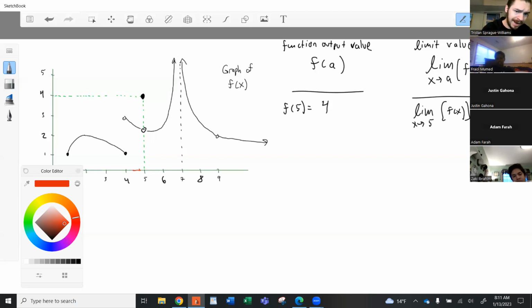So all we really care about is, as x approaches 5 from the left and the right, the points on the graph, what are they approaching? Well, their y coordinates are all approaching this value right here, which is about 2. Actually, it looks like it's a little more than 2. Let's just eyeball that at like 2.3 or something.